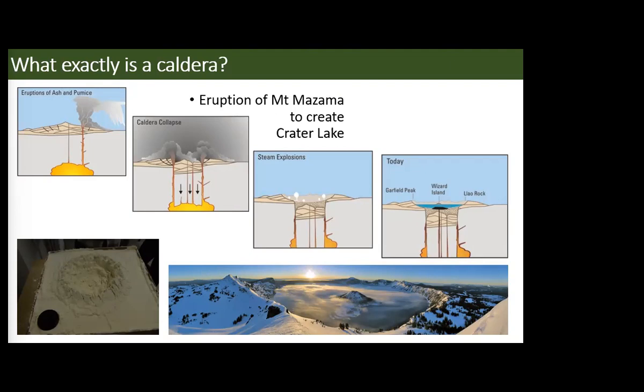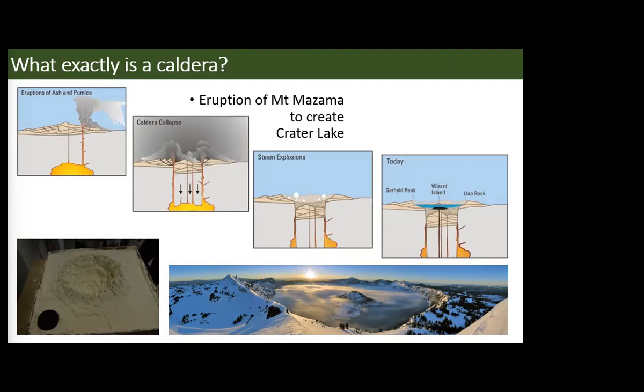As these calderas collapse, they're going to bring up steam. All their volatiles are going to come up. And eventually you get this massive crater. Crater Lake is the best example of a caldera because we can see the entirety of the caldera itself.